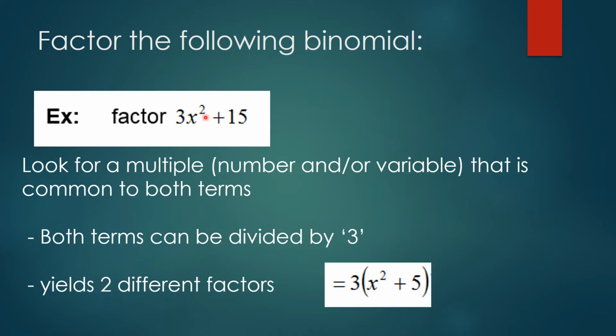If you divide 3x squared by 3, you're going to get x squared. And if you divide 15 by 3, you're going to get 5. So you can't change the original expression. So what you do is you put the x squared plus 5 in brackets and the 3 in the front. You just double check your answer by multiplying 3 times x squared.